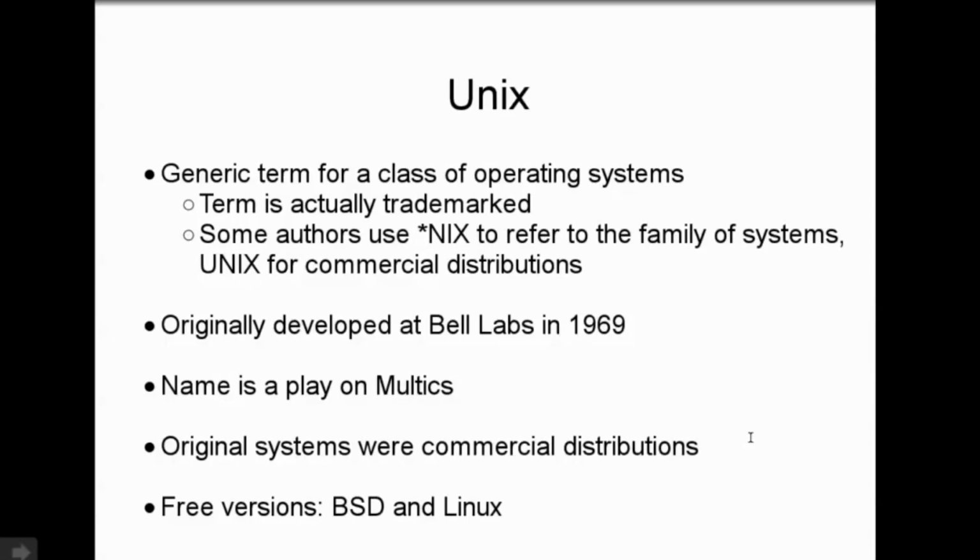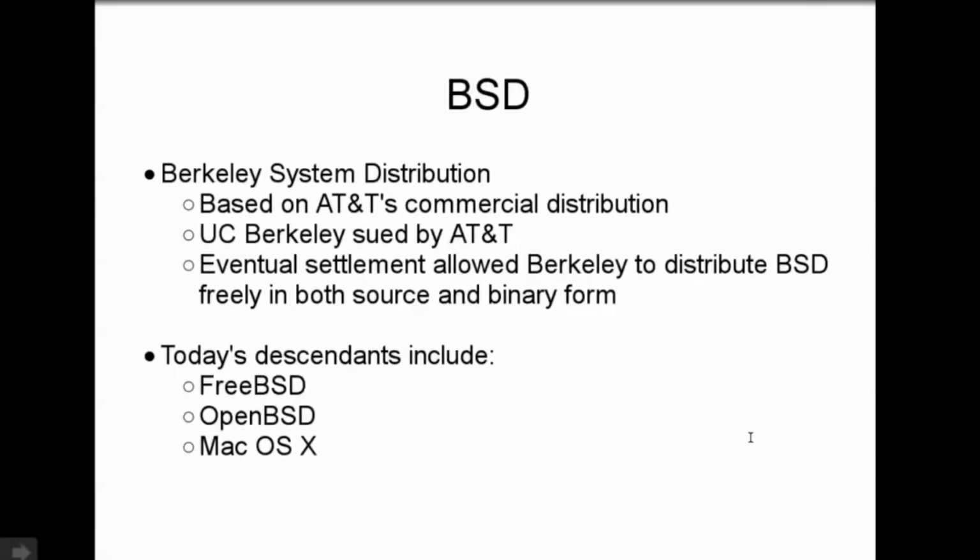Now, Unix systems are time-sharing systems in that they support multiple users at the same time, but they're designed to be run on local computer resources instead of remote resources. The Berkeley Software Distribution, which was based on AT&T's commercial distribution, was one of the first open source Unix systems to emerge. It was based on the commercial distribution, so AT&T sued UC Berkeley, but an eventual settlement allowed Berkeley to distribute BSD freely in both source and binary form. Today's descendants of BSD include FreeBSD, OpenBSD, and Mac OS X, which is based on the Unix BSD system.